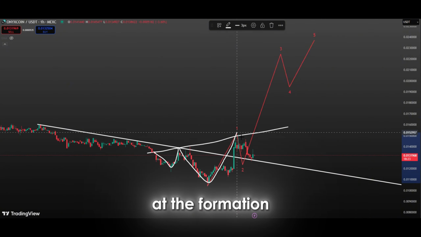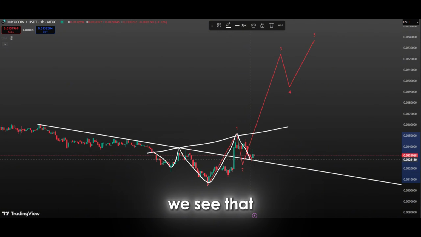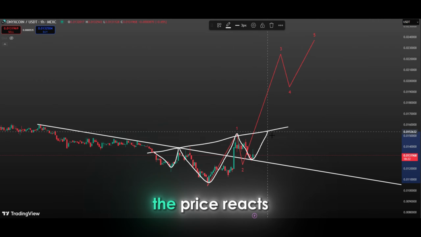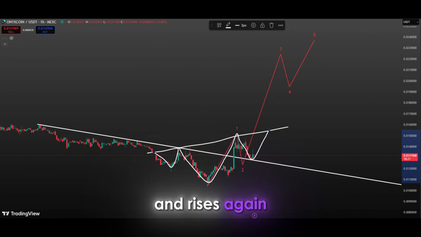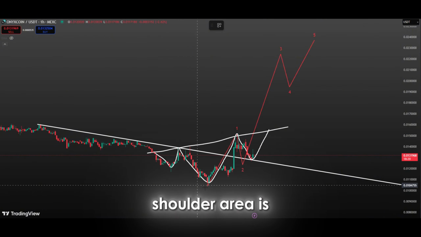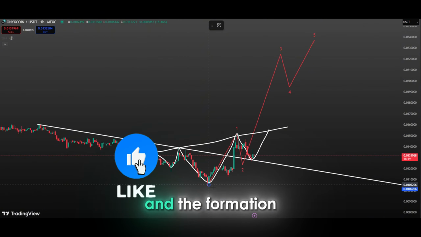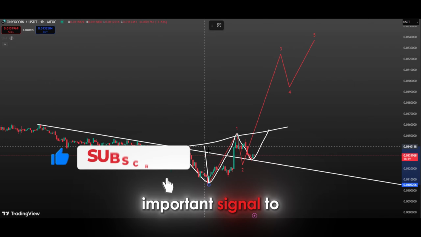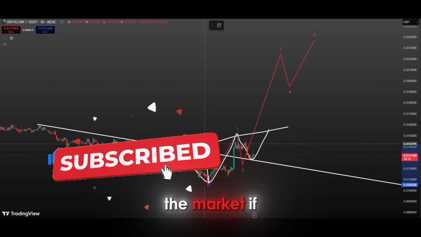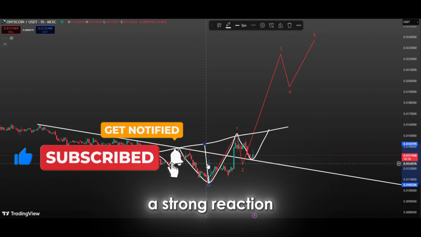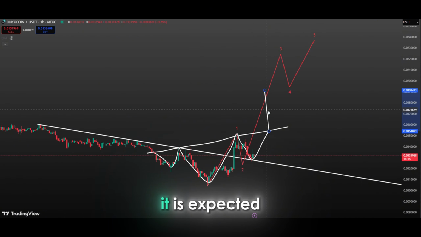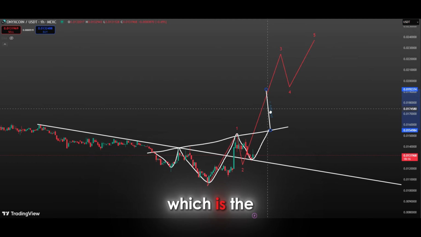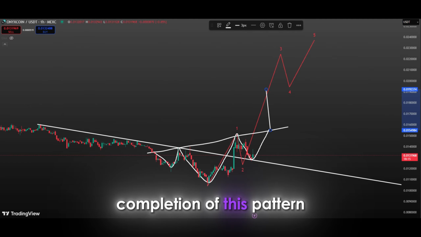When we look at the formation process of this pattern, we see that after a decline in the left shoulder, the price reacts and rises, then creates a deeper bottom in the head area and rises again. Now the right shoulder area is being completed, and the formation of this area can often be an important signal to show the strength of buyers in the market. If the price gets a strong reaction from the right shoulder and starts an upward movement, it is expected to move towards the neckline, which is the most critical level for the completion of this pattern.